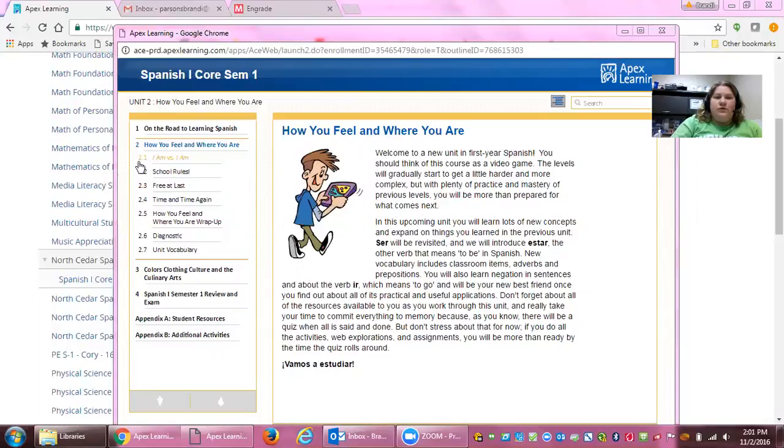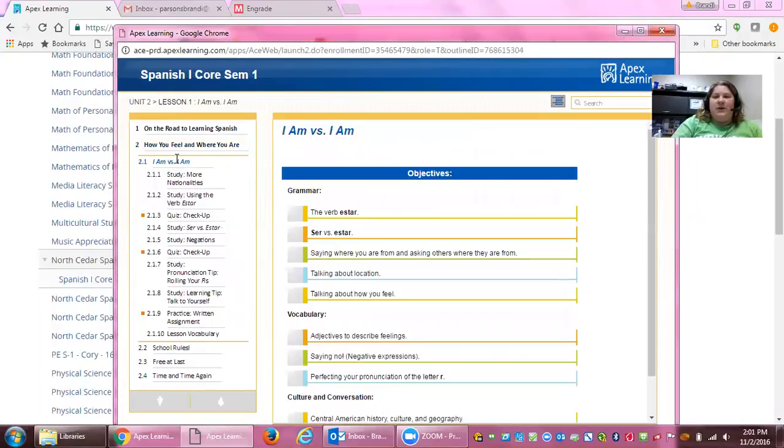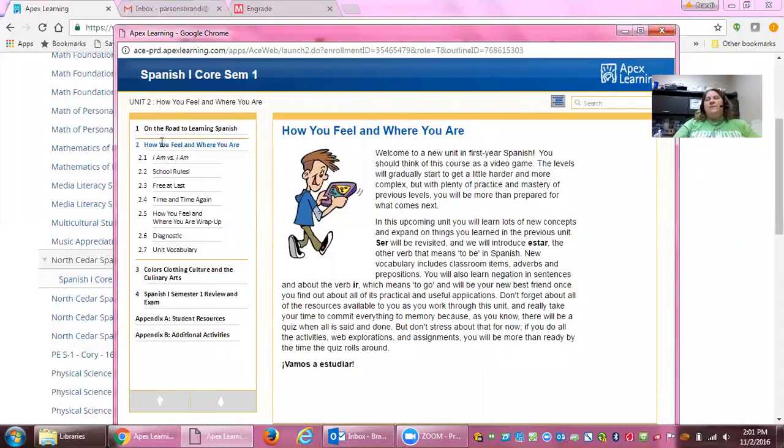Vamos a ver 2-1, I am versus I am. So in Spanish, there's two verbs. Remember, a verb is an action word, and we also have a form of be in English. In Spanish, there's two forms of be. For how you feel and where you are, you're always going to use the verb estar. This is a little bit harder than the first unit, but we can definitely get through it.